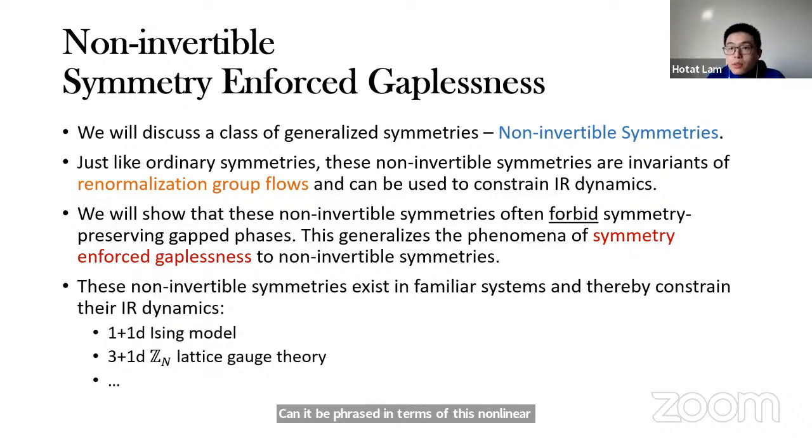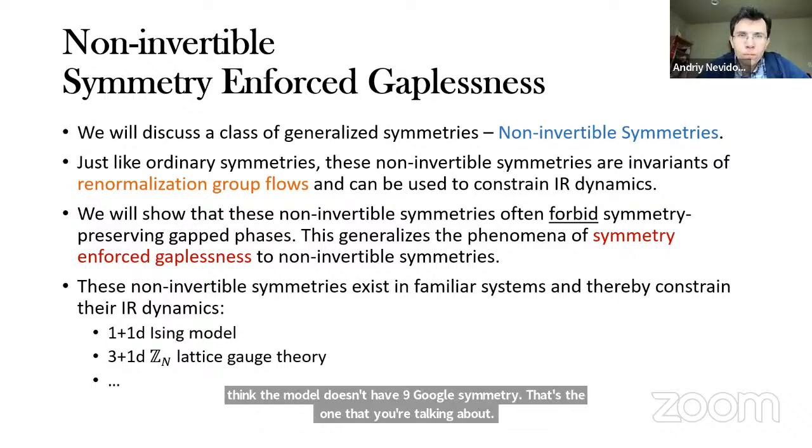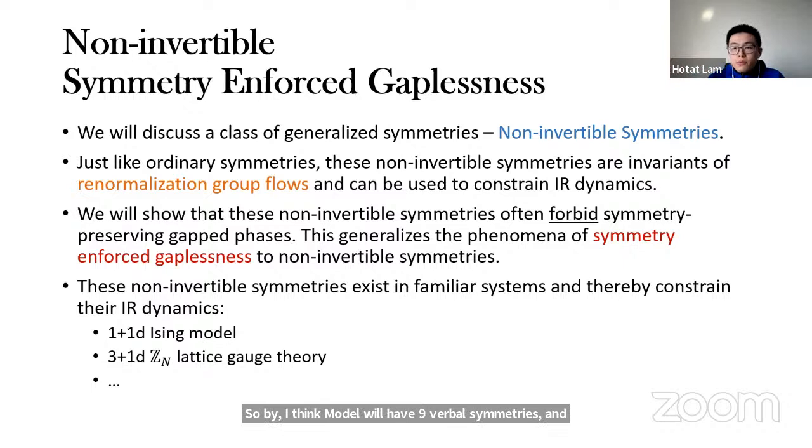Sorry, you say non-invertible symmetries. So it can be phrased in the language of symmetry-enforced gaplessness. But I'm going to discuss it. I think the model you talk about doesn't have non-invertible symmetry. But the Ising model will have non-invertible symmetries, and there will be a symmetry-enforced gaplessness from those non-invertible symmetries. But in 1+1D, it turns out that symmetry-enforced gaplessness is somewhat trivial. The reason is very simple: in 1+1D, there are no topological orders. So once you exclude a symmetry-preserving invertible phase, then you're basically done. The statement will be more interesting in higher dimensions.